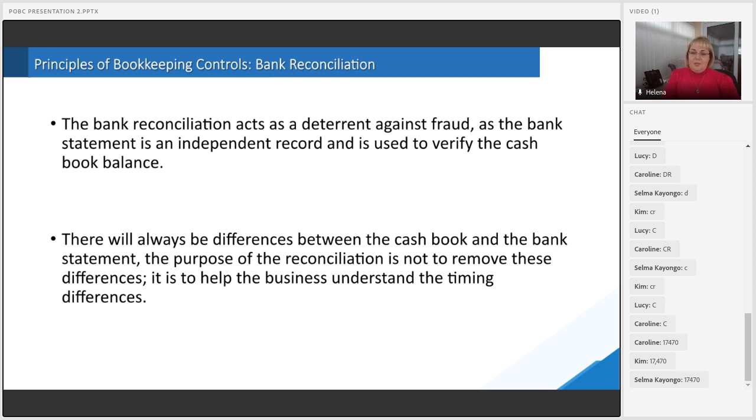There will always be a difference between our cash book and our bank statement figures. And the purpose of the work we're going to do is not to get rid of those differences. It's just to understand them and make sure as a business we have awareness of them.